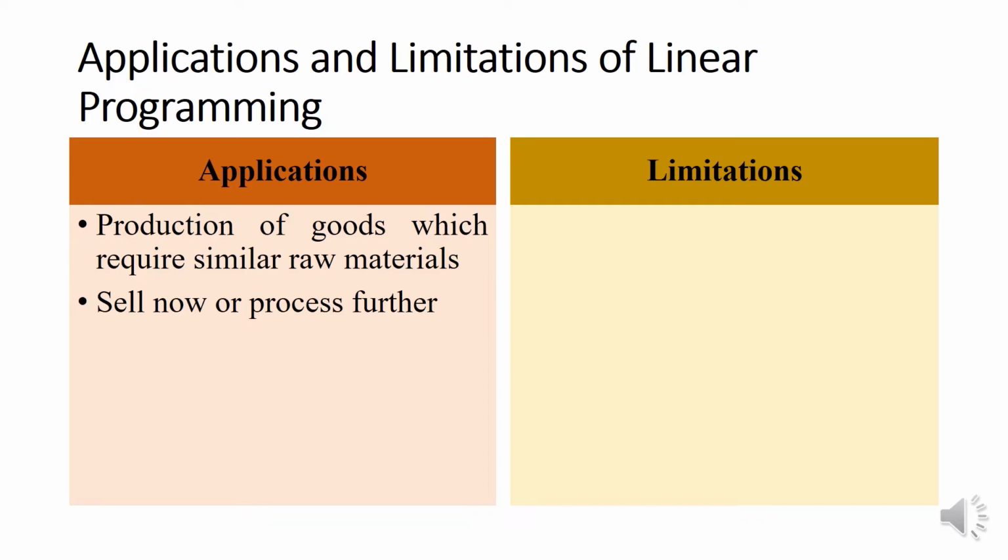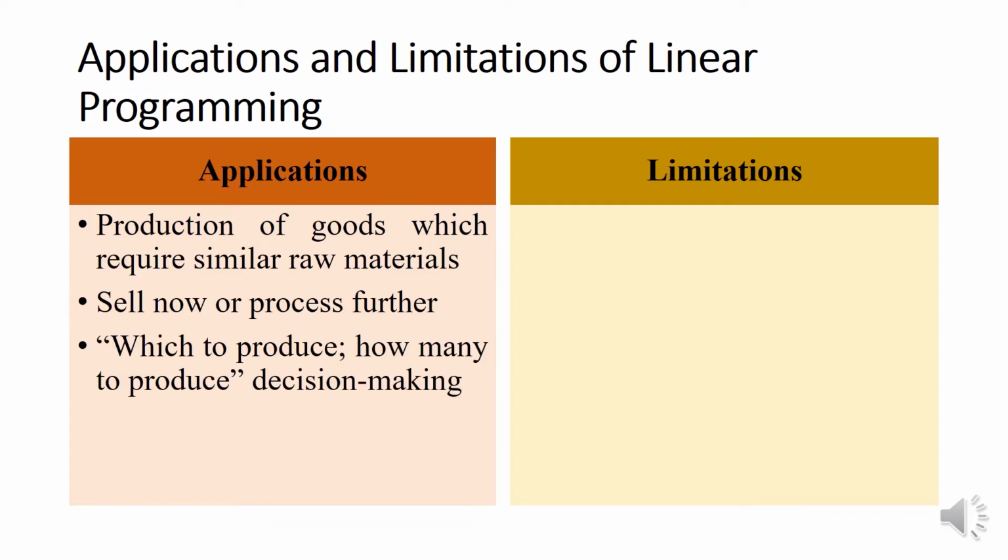It can also be applied to decision making wherein the company is to decide whether to sell now or process further. For example, in the case of log production, the company is supposed to decide whether to sell the raw logs now, or to process them further to make wood products such as tables or chairs. Linear programming can also be used in decisions wherein the question is which to produce and how many to produce. However, despite the wide application of linear programming in business, it also has its own limitations.